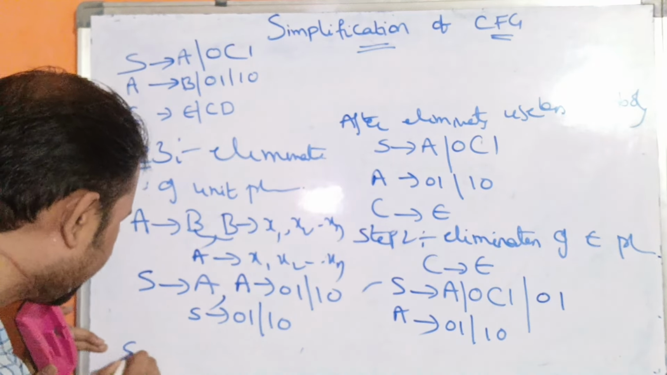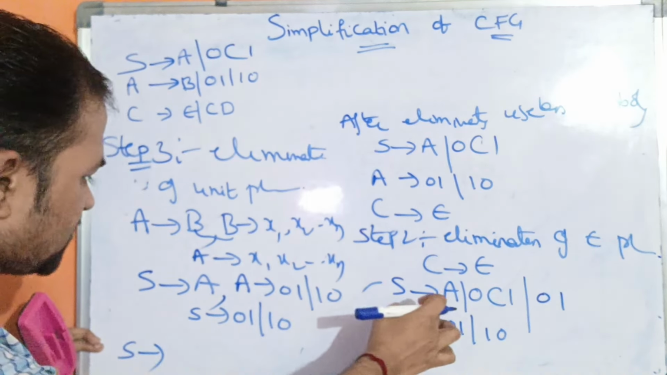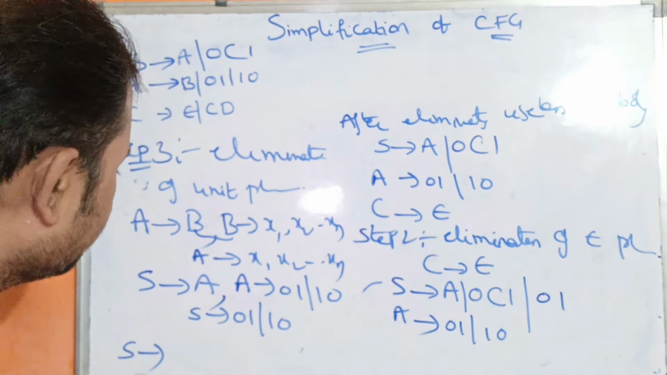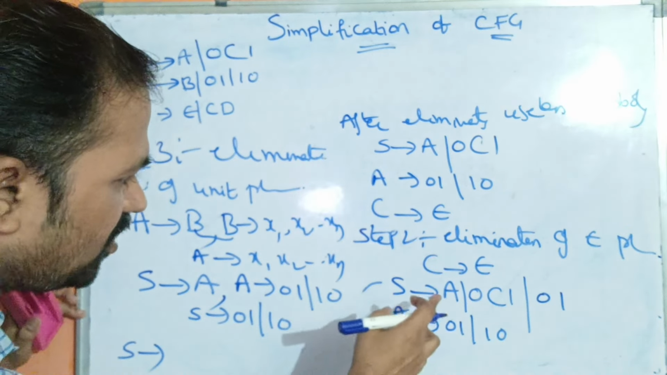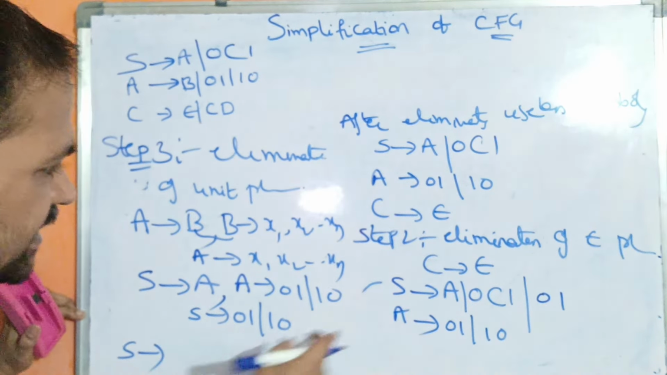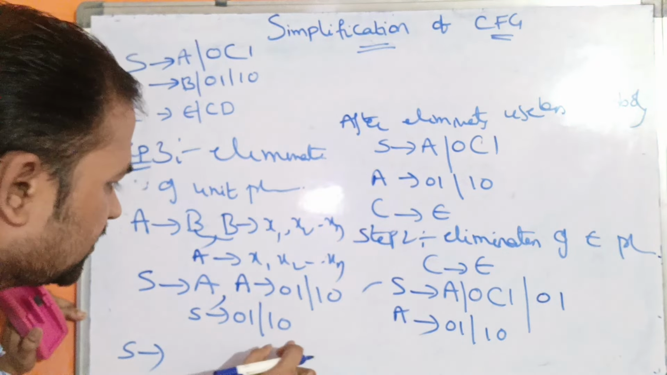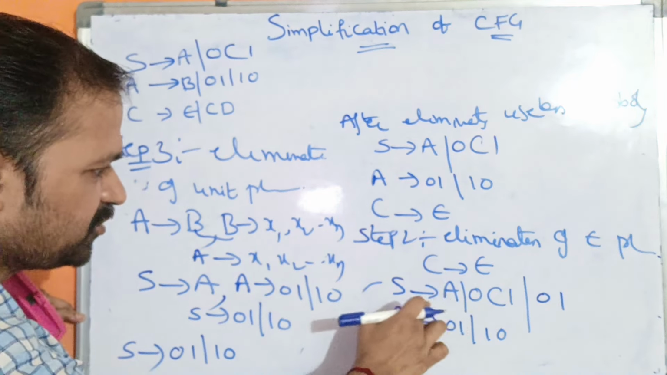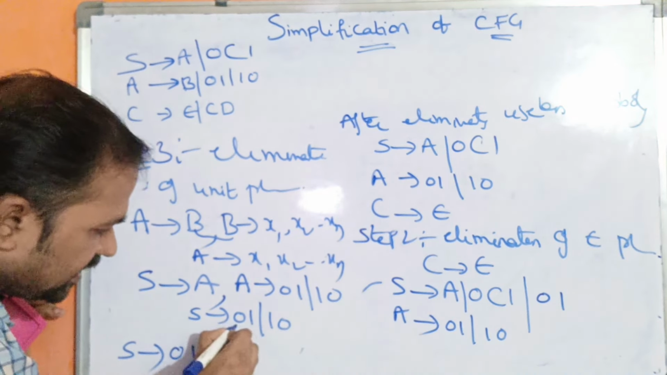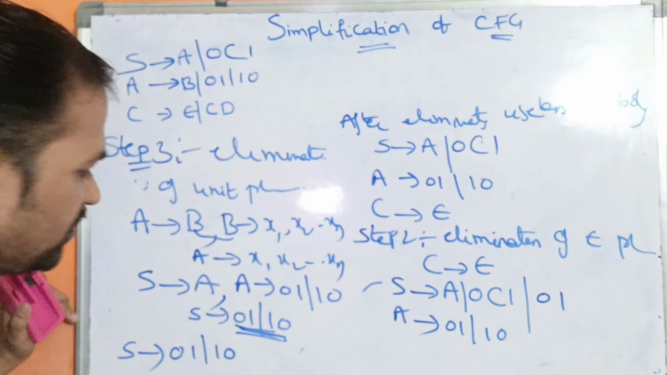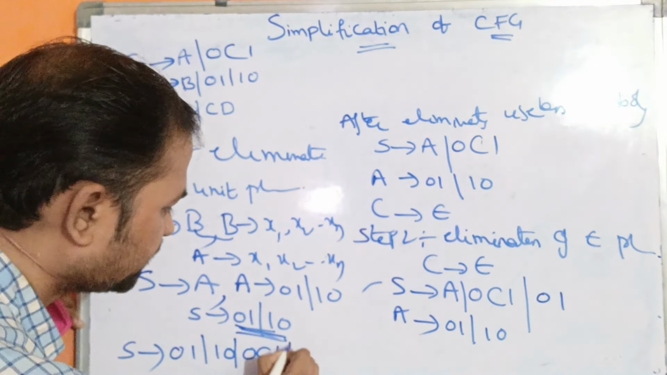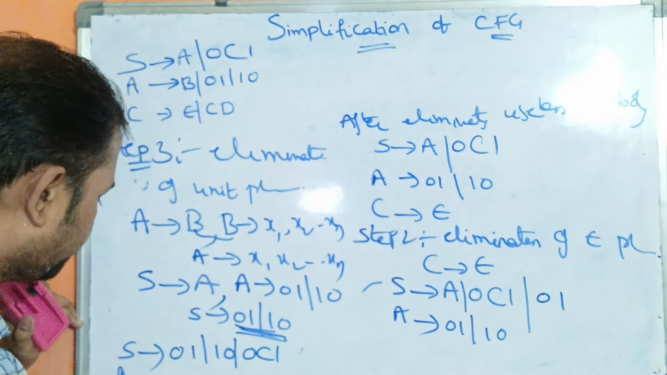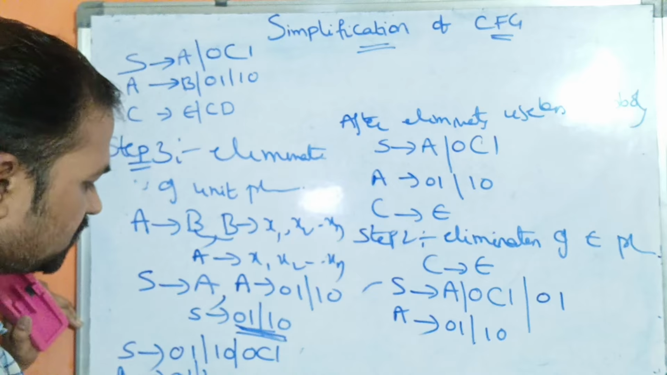Then the final grammar is S implies, in place of A, since this unit production is eliminated, what we have to write now is 0 1, 1 0. Why? Because in order to eliminate this production only, we are replacing it with this one. Next 0 C 1. Next 0 1 is already written, there is no need to write one more time. Next A implies 0 1 or 1 0.